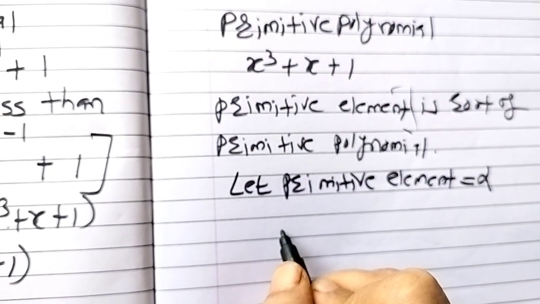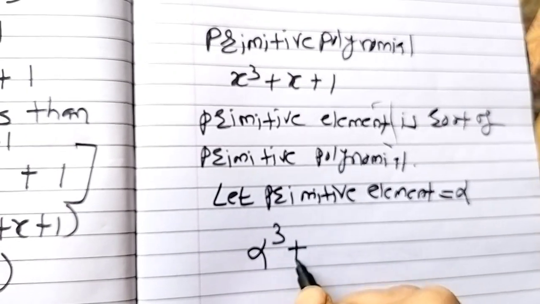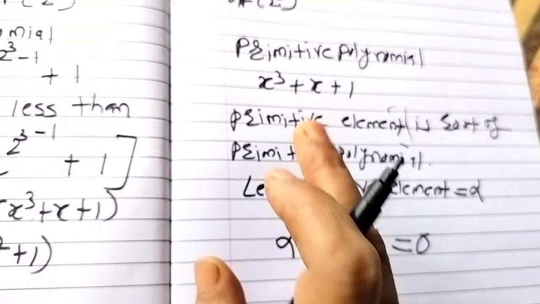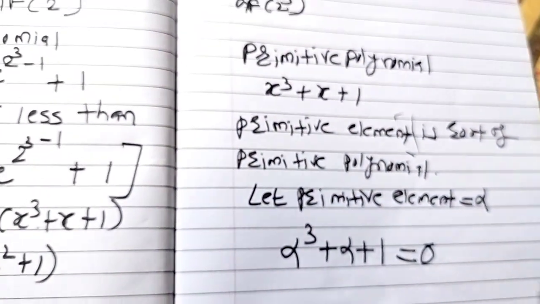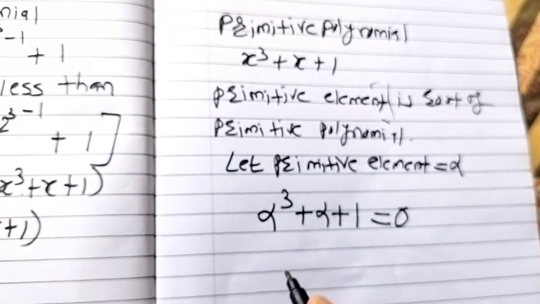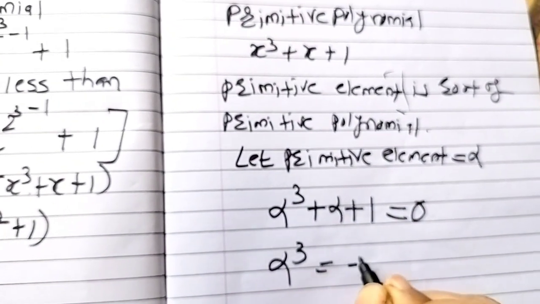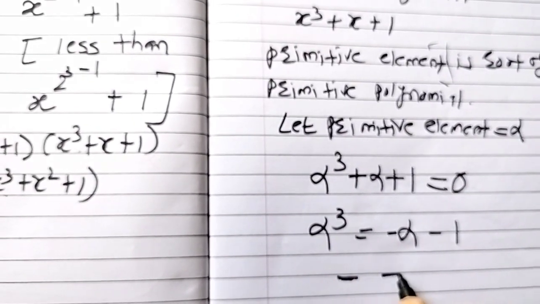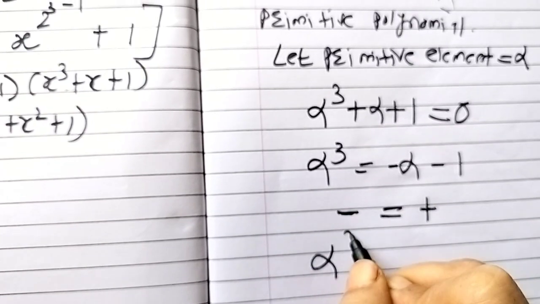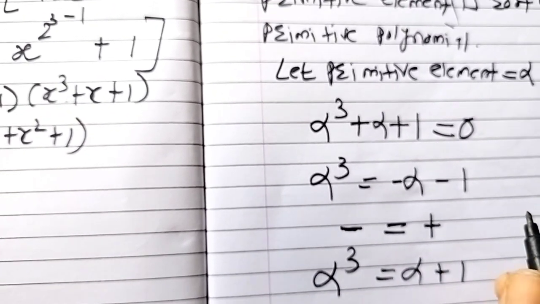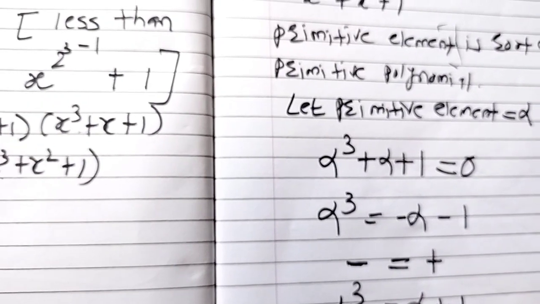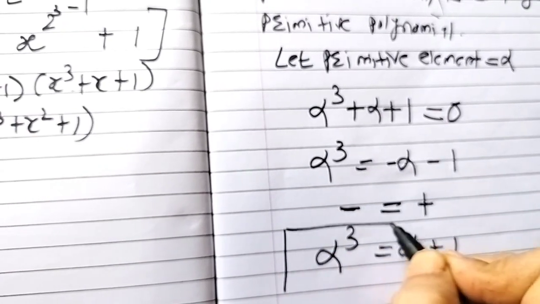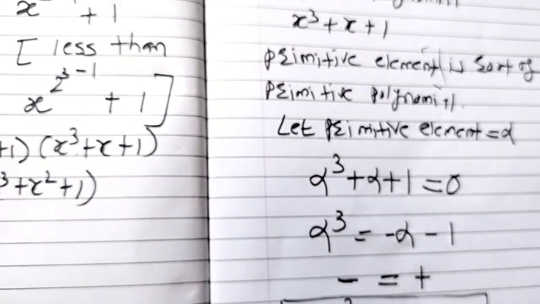As alpha is a root of x cube plus x plus 1, alpha cube plus alpha plus 1 is equal to 0, because alpha is the root of this equation. If you put alpha in that equation, you will get 0. So alpha cube equals minus alpha minus 1. But in XOR or Galois field 2, minus is equal to plus, because 1 plus 1 equals 0. So alpha cube is equal to alpha plus 1. This we have got.